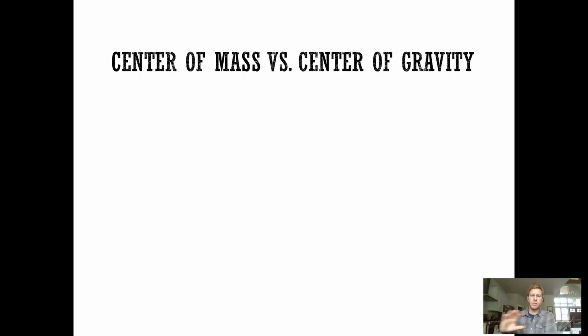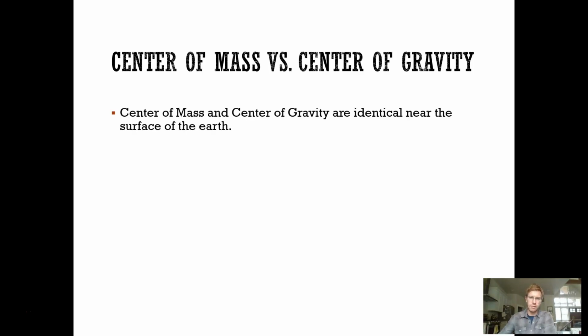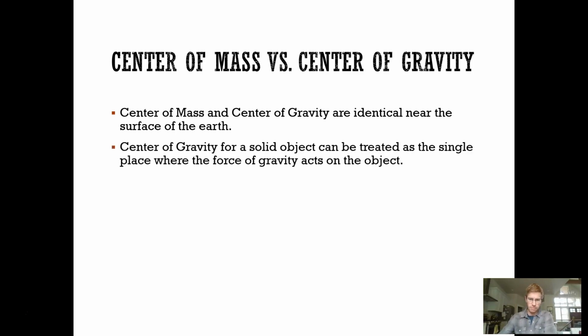So you'll hear the term center of mass and center of gravity at different times. Near Earth's surface, these two terms are pretty much interchangeable, but there is a slight difference. The center of mass and center of gravity are at the same exact location if you're on or near Earth's surface for relatively small objects. So they're interchangeable on Earth for everyday size objects, but there is a difference.